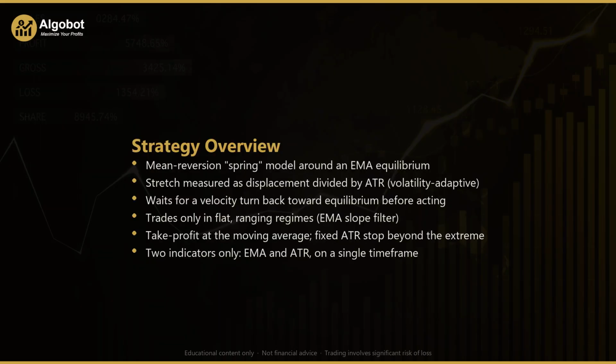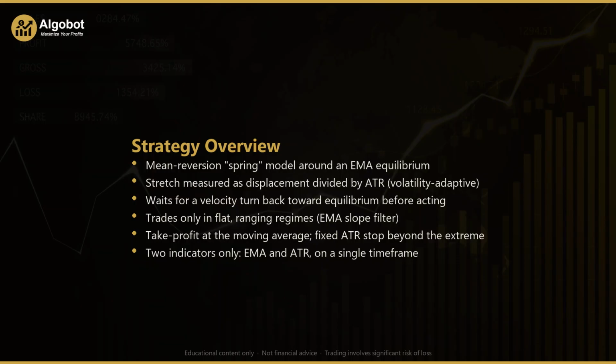Elastic Tension Reversion is a mean reversion expert advisor built around a single, intuitive idea. Price behaves a little like a mass on a spring. Imagine an exponential moving average as the spring's natural resting position, the level the market keeps drifting back toward. When price pulls far away from that moving average, the strategy treats it like a stretched spring storing elastic tension. The further the stretch, the stronger the pull back toward balance.